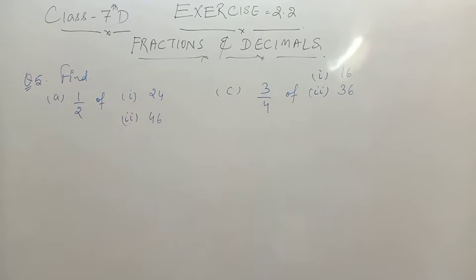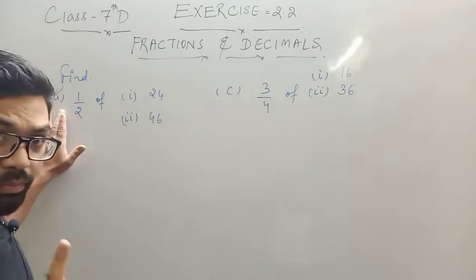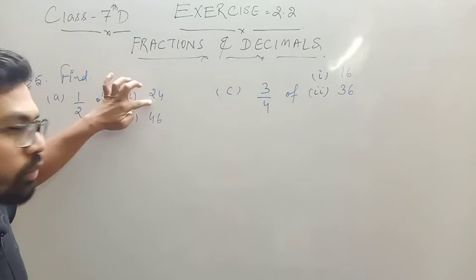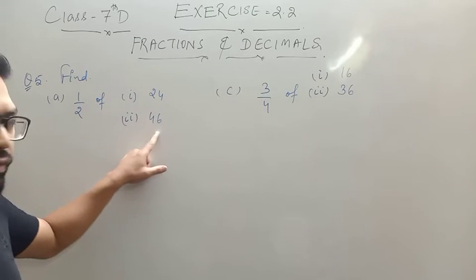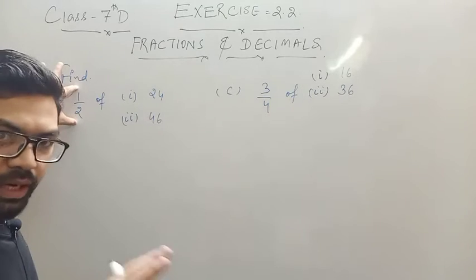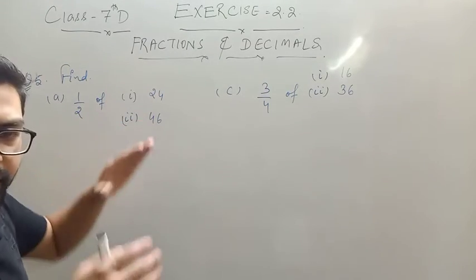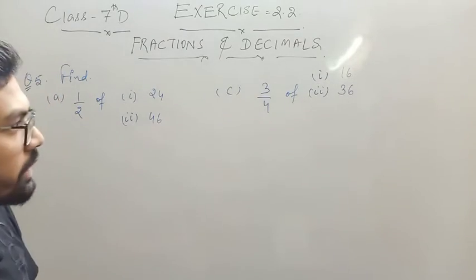Now the next question is question number 5. Find part A, half of 24, then half of 46. In Hindi, you have to find 24 ka half, that means aadha. Similarly you need to find half of 46, that means 46 ka aadha you have to find out. I mean, what is the value?